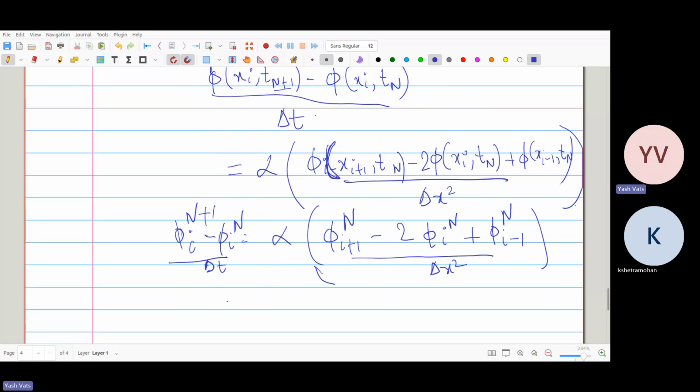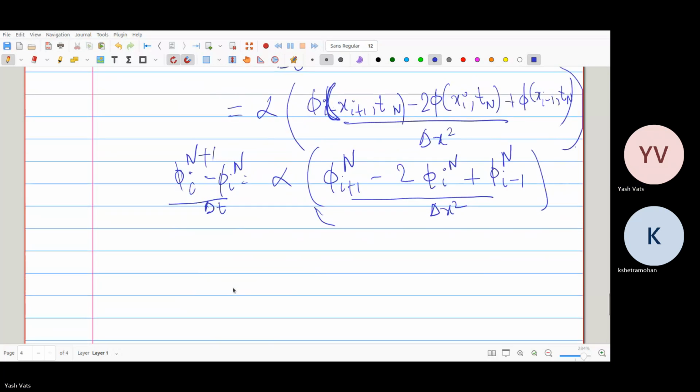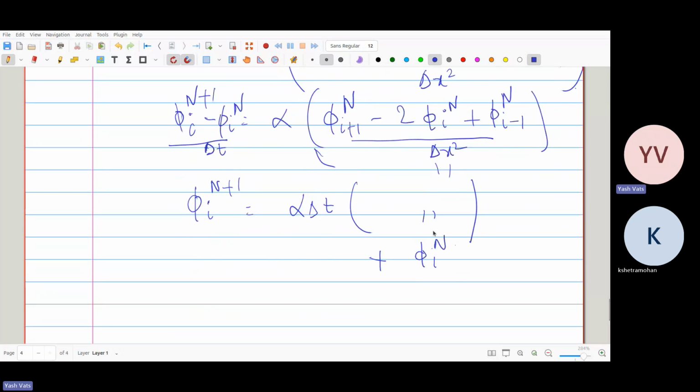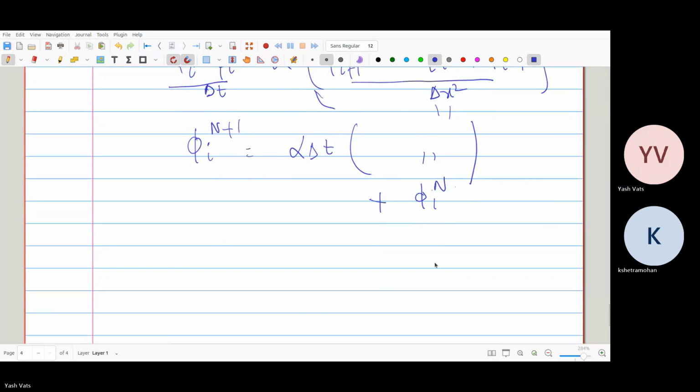So how do you find the values from this? If you want to calculate phi_i^(n+1), then it is just alpha times delta t times this thing, plus phi_i^n. So what does it do? It calculates the value of phi(xi, tn+1) based on the points. So what points is it taking?